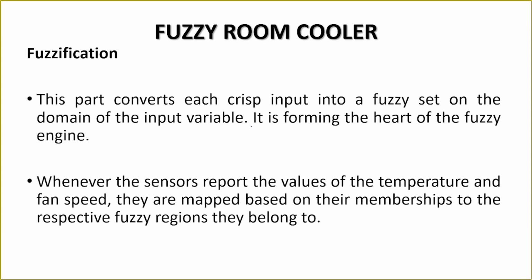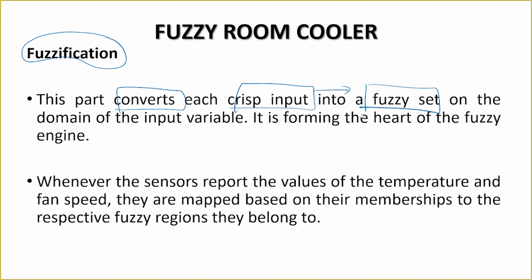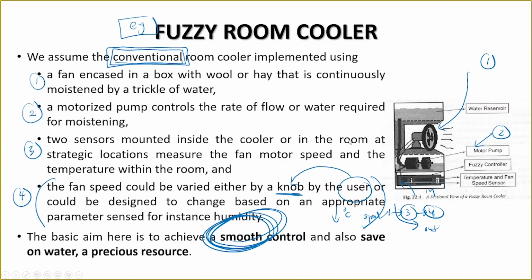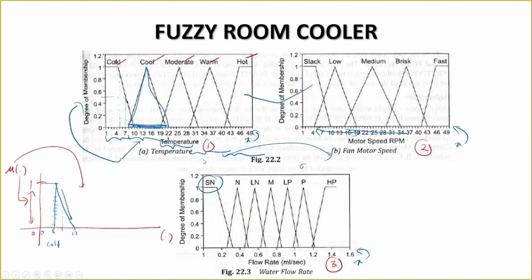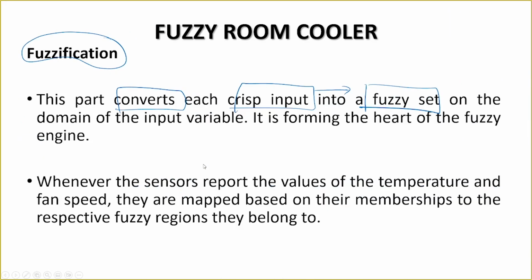So this first converts each crisp input into a fuzzy input on the domain of the input variable. In this fuzzification, we convert crisp input into fuzzy sets. So fuzzification is basically converting the crisp to the fuzzy sets of label kind, whereby we have this argument on the domain input variable. It is performing the heart of the fuzzy engine, so basically before going to the engine.